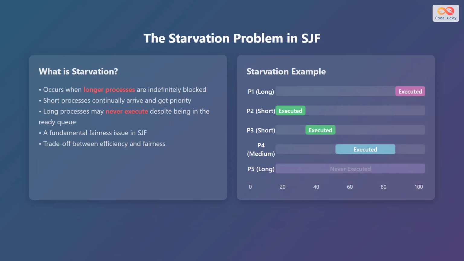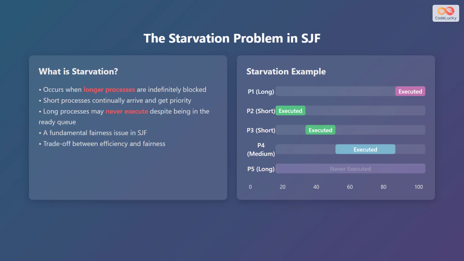One significant issue with SJF scheduling is the potential for starvation. Starvation occurs when longer processes are indefinitely blocked from execution, because shorter processes continually arrive and get priority. As a result, long processes may never execute, despite being in the ready queue. Starvation is a fundamental fairness issue in SJF, creating a trade-off between efficiency and fairness.